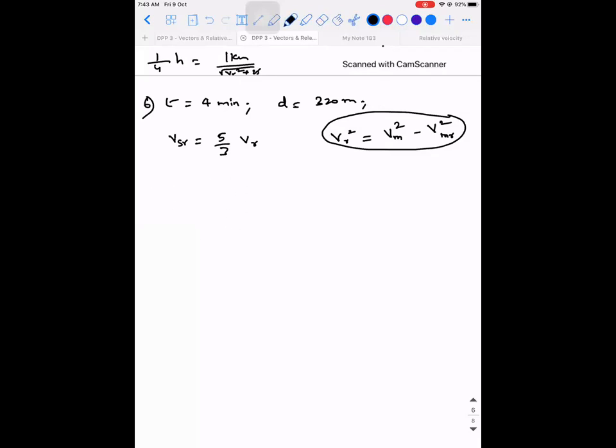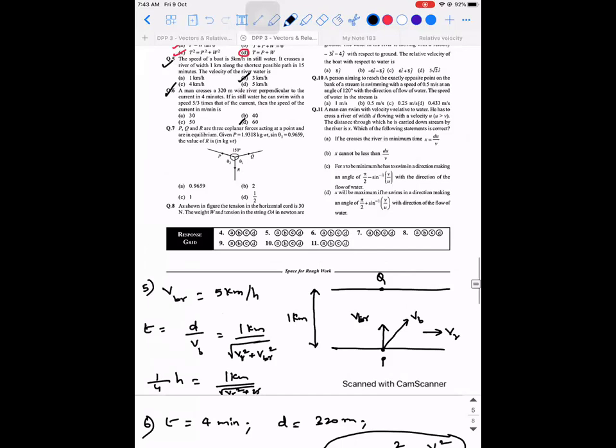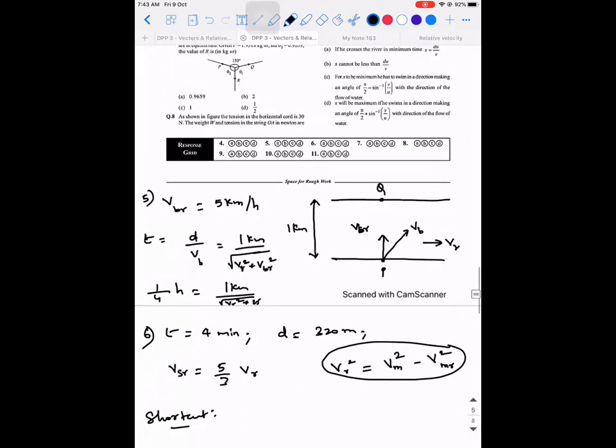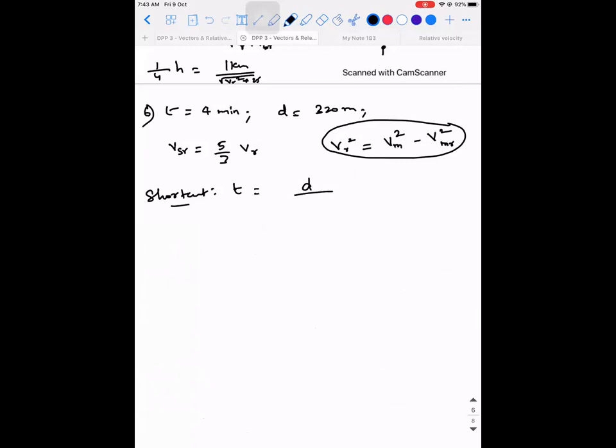See, I'll give you a shortcut, okay, write it down. Wherever you see this kind of problem, where the question says perpendicular to the river, or it says the shortest possible path, the shortcut is time is equal to distance, that is the width, divided by root of velocity of boat with respect to river square minus velocity of river square. You can use this as a formula and then solve it.